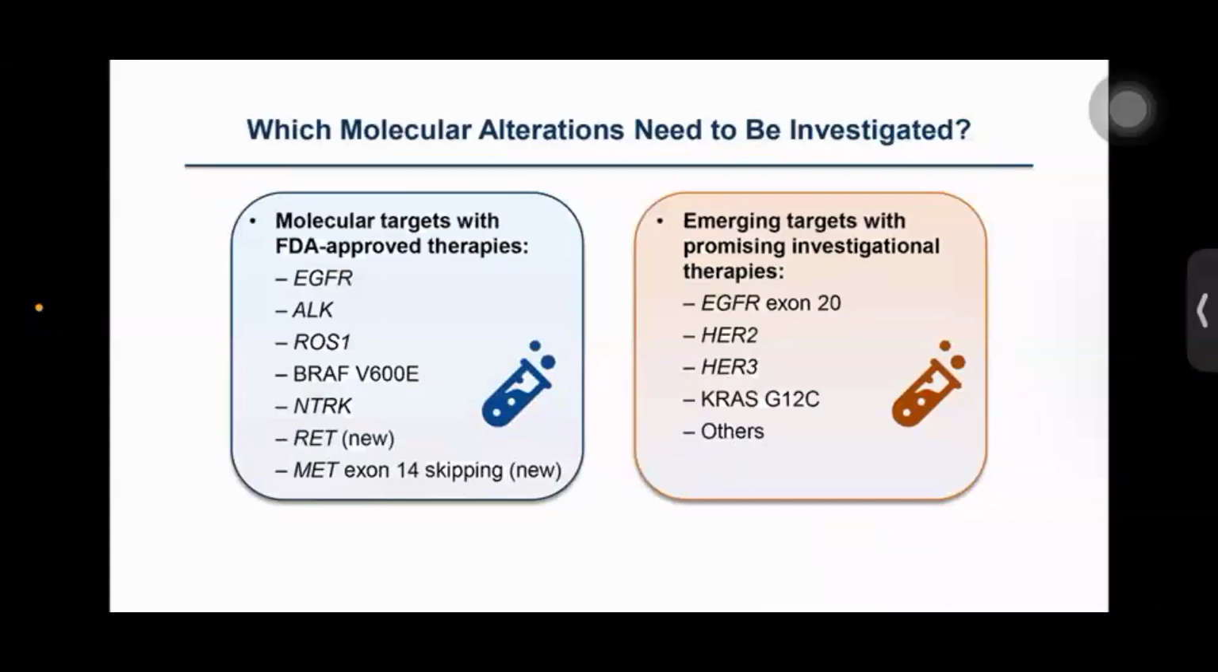So these are the FDA-approved therapies. Now we have approvals for EGFR, including the exon 20 insertions also. We have them for ALK, ROS1, BRAF, NTRK, RET mutations, and MET exon 14. We have approval for the KRAS G12C mutations.